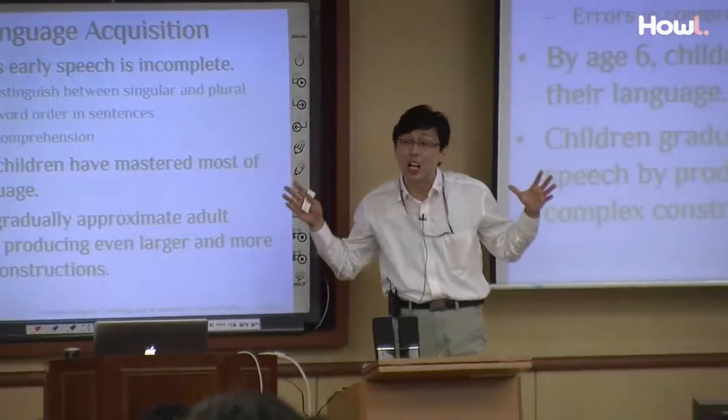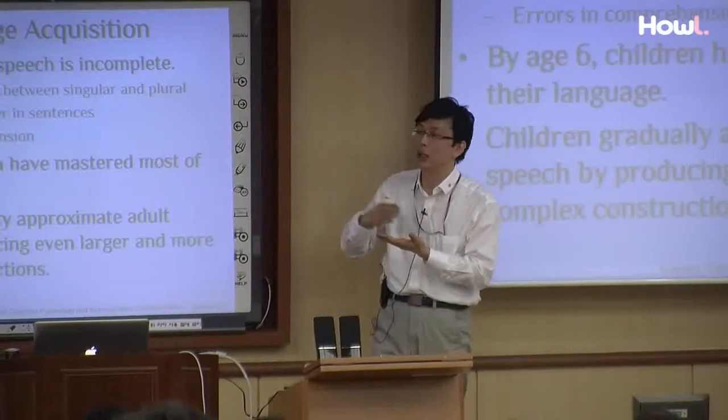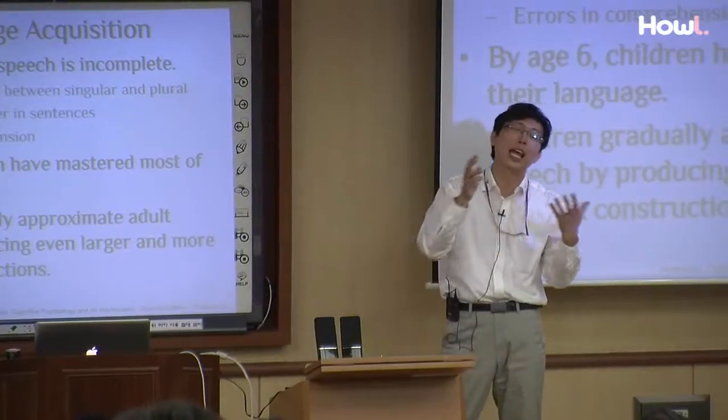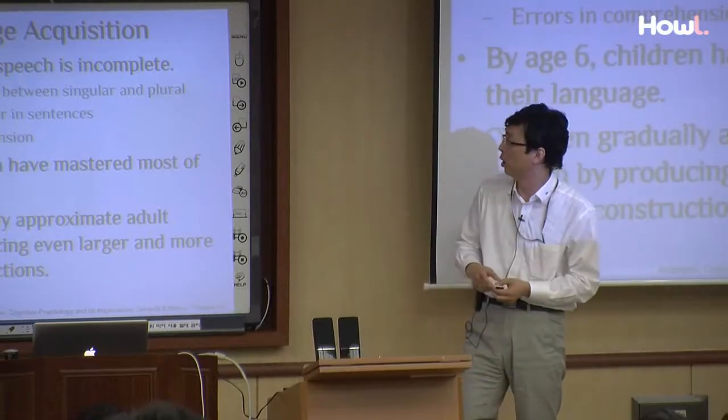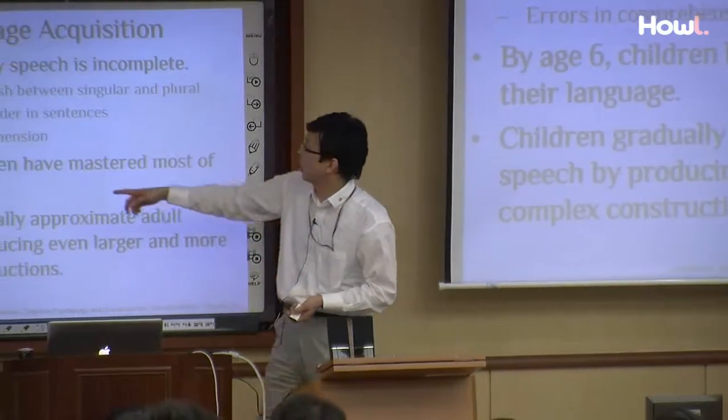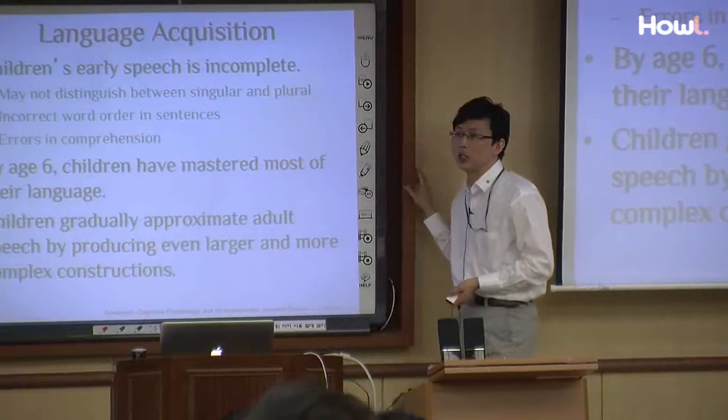Their sentence is not complete, but in the meantime, while they are growing up, they just gave up some of their phonemes to catch up with the adult one. By age 6, most of the language is done.